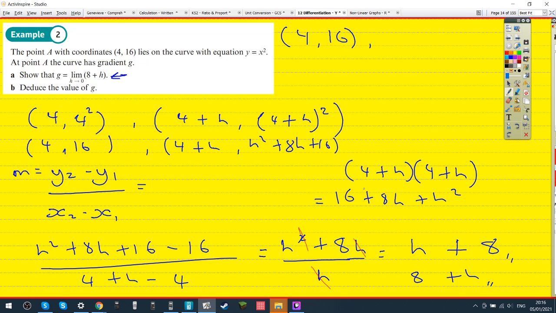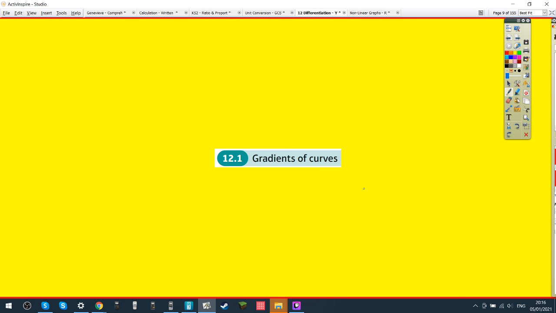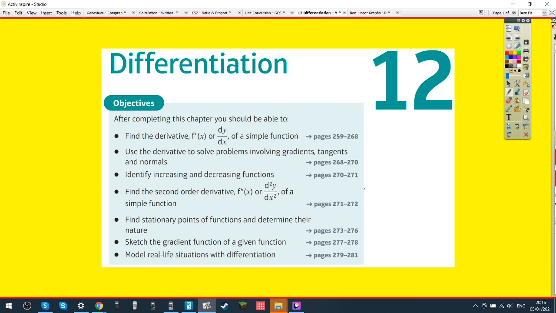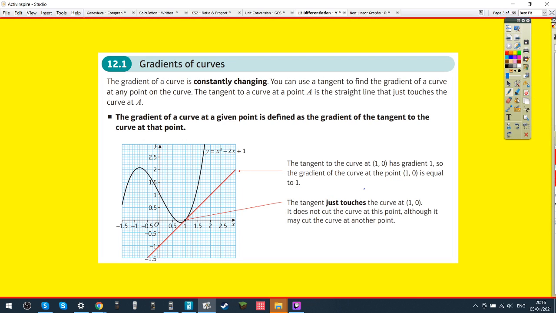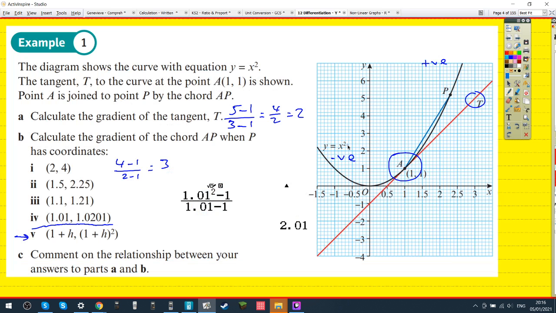So what's going on with all this? It's all a bit bonkers. I'll show you why. We proved it, now we can just use it. Basically, the gradient of a curve is always changing. All you can do is get it at a point, and that's the same as the gradient of the tangent to that point.